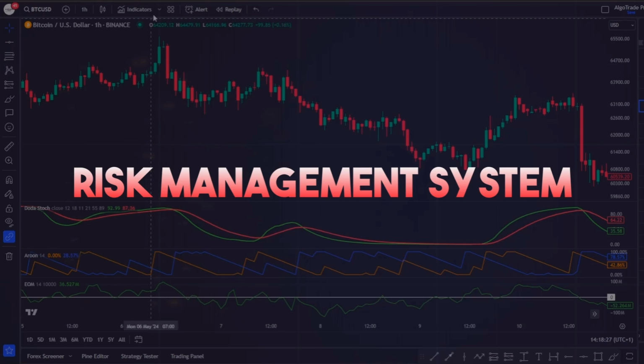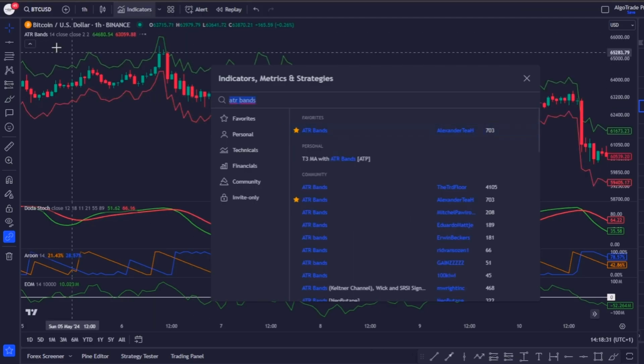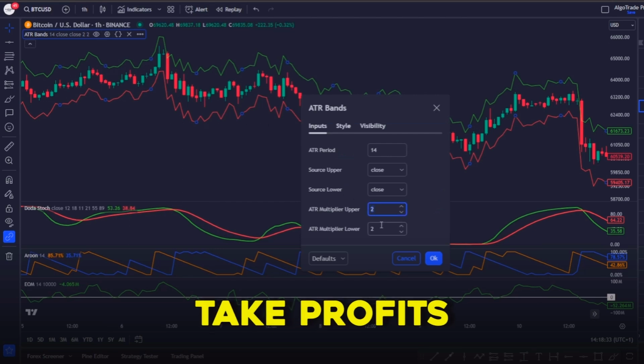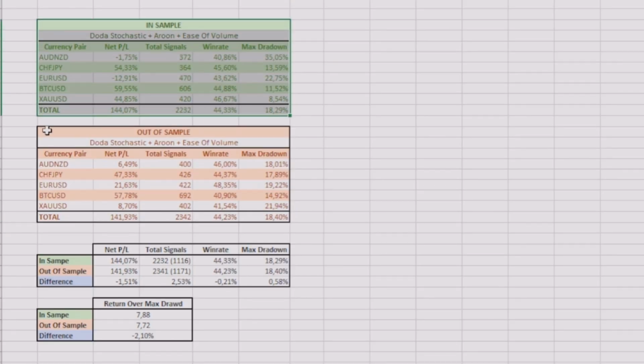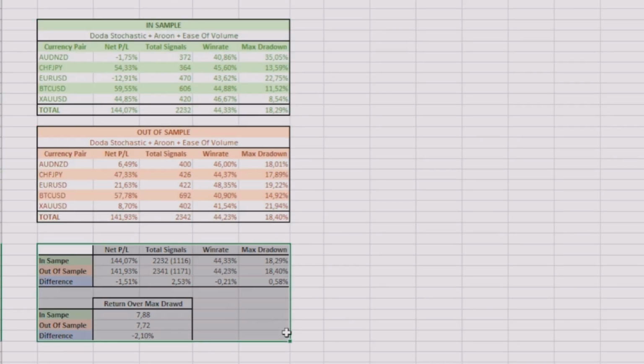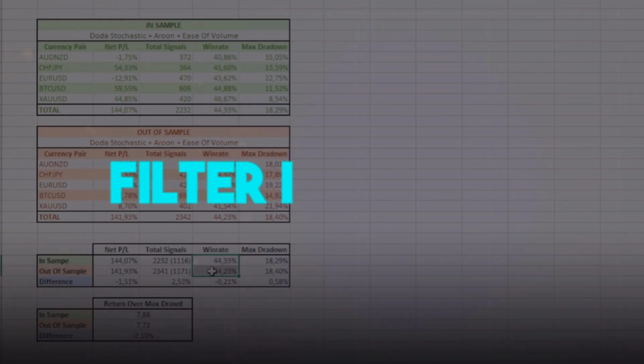For our risk management system, we are using the ATR bands with a multiplier of 2 to set up our stop losses, take profits and trailing stop losses. As you saw in the last episode, the system is already quite robust and delivers consistent results. However, we can try to improve its win rate by using a filter indicator.